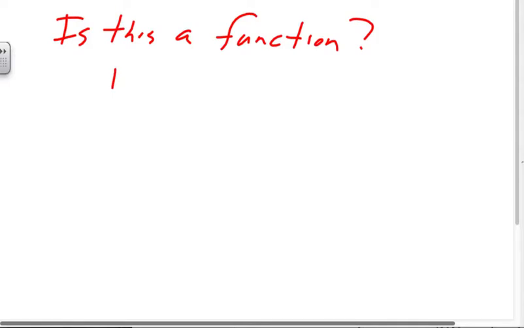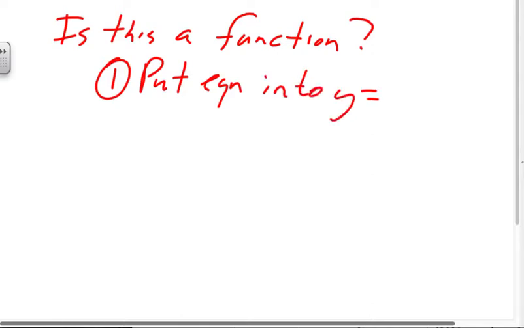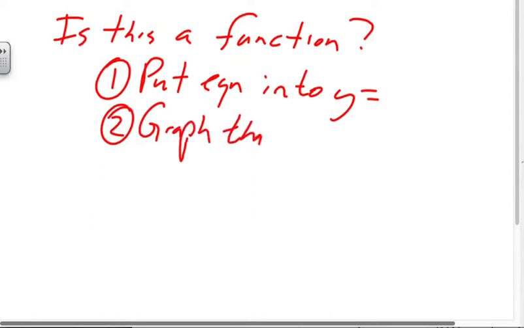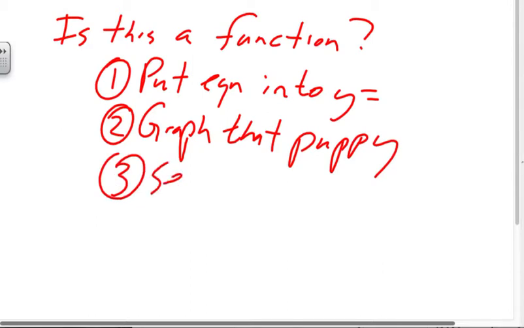So the first thing you do is put your equation into y equals form. Or you can put it into grapher, either way. Graph that puppy. And then 3. See if it passes the vertical line test. Okay, so let's take a look at a couple.